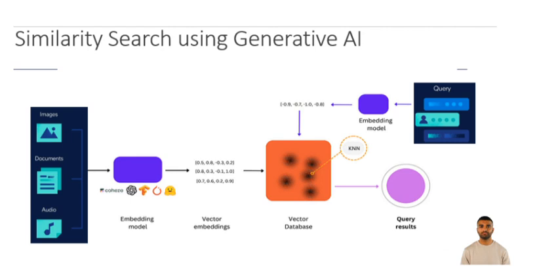Return results. The system returns the most similar items, query results, based on the vector comparison. This process allows for fast and efficient retrieval of similar items based on the content's meaning, which is crucial for applications like recommendation systems, search engines, and multimedia retrieval.